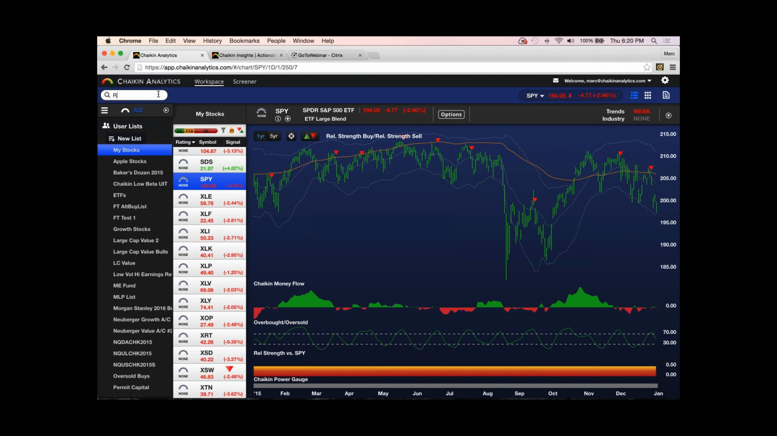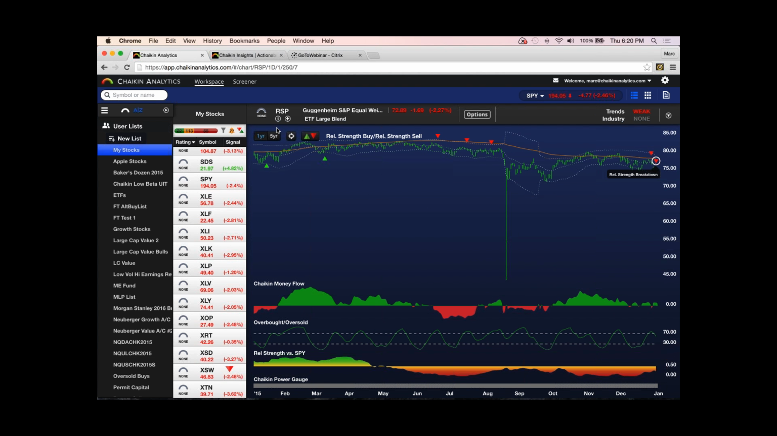And then this RSP, the Guggenheim Equal Weighted Index, is our secret sauce that we've been using for over a year now. This looks at how all the stocks in the S&P are doing relative to the market, not just the large caps that dominate. And until that turns around, this market's going to have a hard time making any upside progress.